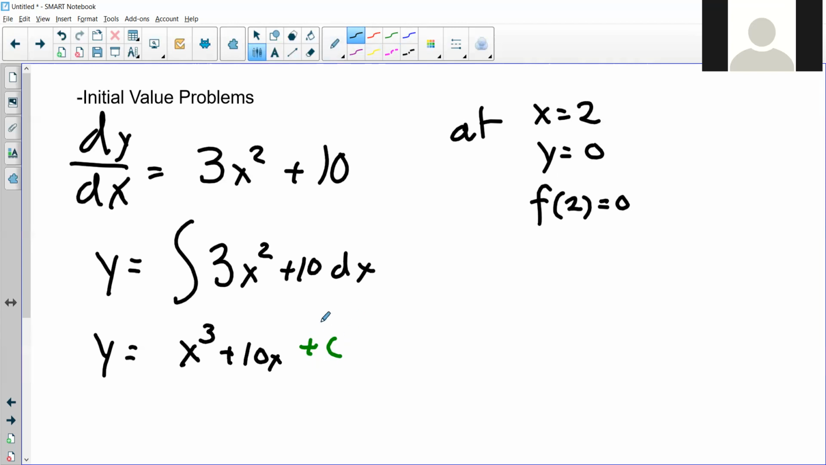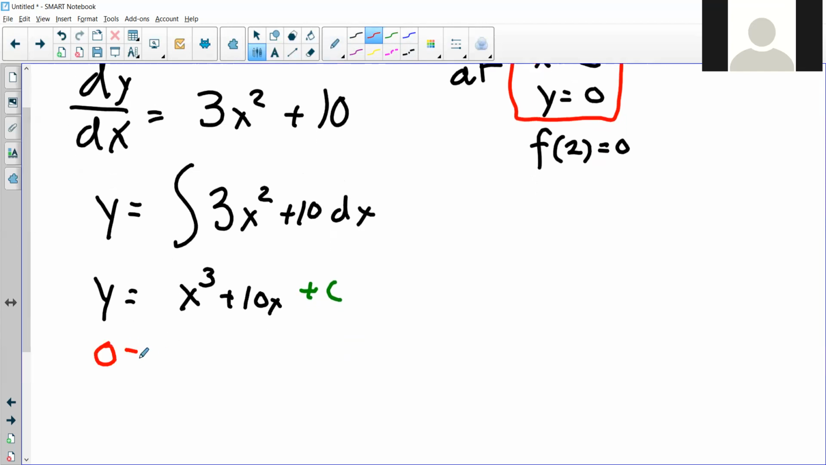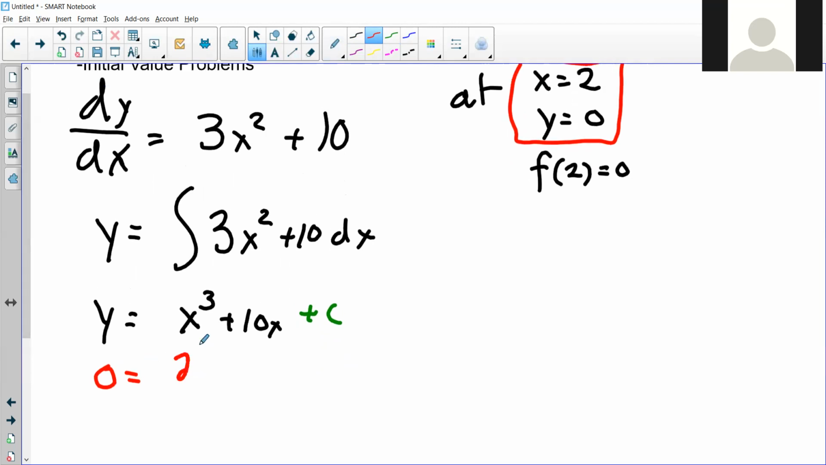But I need to find this plus C. Luckily for me, I actually have some coordinate points. That's why I compare it to mx plus b. You remember that from algebra 1? You have your coordinate points and you have your m, so then you do your work to find b. 0 equals, go ahead. I'll just plug it in like this though.